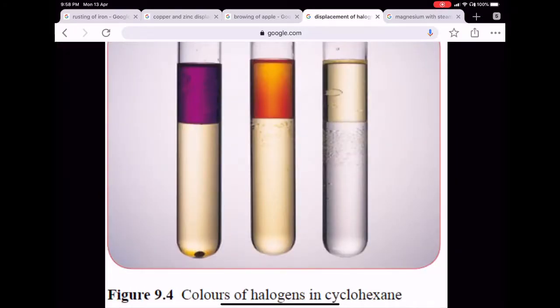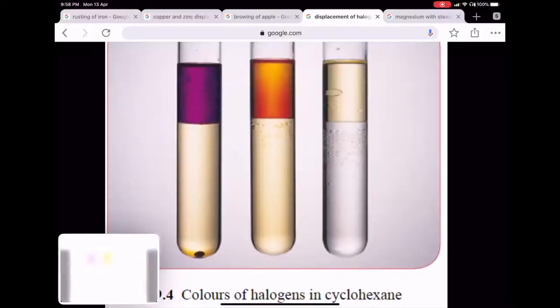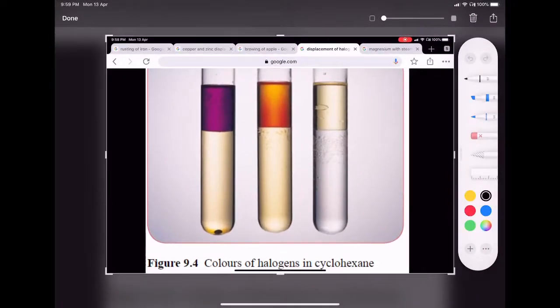Last year we learned about displacement of halogens. In this case, we talk about a more reactive halogen displacing a less reactive halogen out of its salt solution. Just a quick share with you, the purple on the leftmost, as you can see here, is actually the iodine. Let me do a bit of editing and labeling so you can find this relatable.